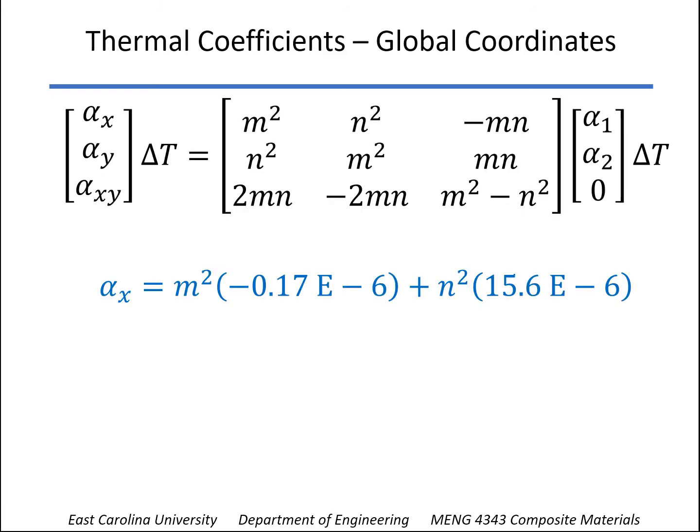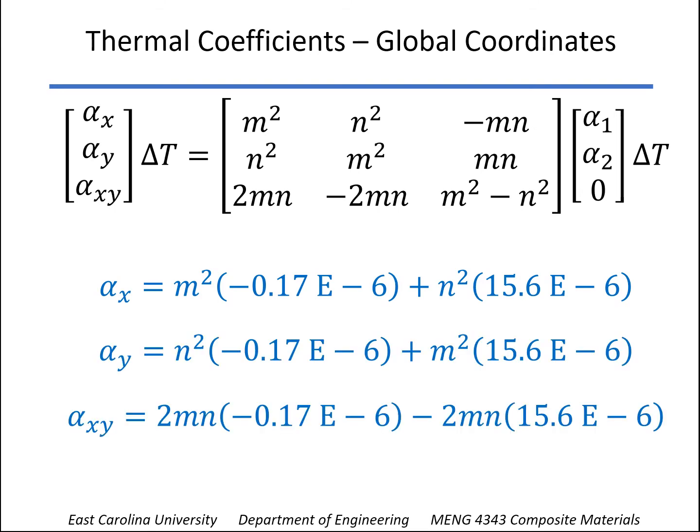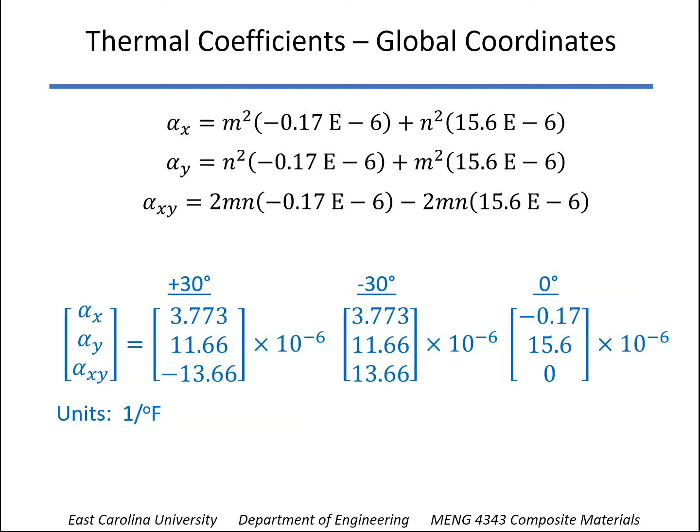So remember, we had this equation to be able to calculate alpha x, alpha y, and alpha xy in global coordinates. For each layer, we're going to use alpha 1 and alpha 2 and the sines and cosines of each individual layer. And so here's what we come out with when we plug those values in. You can see for the 30 and the minus 30 that it's the same values for alpha x and alpha y. But if we put in a temperature change, one of them is going to shear one way and the other one's going to shear the other. So our alpha xy's have opposite signs. And of course for 0, they're the same as alpha 1 and alpha 2.